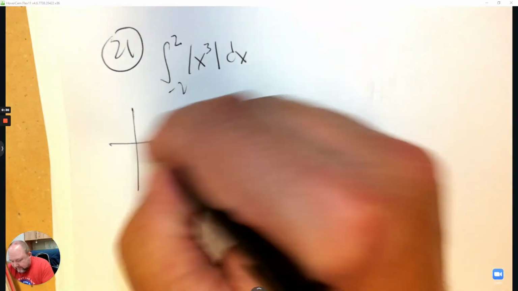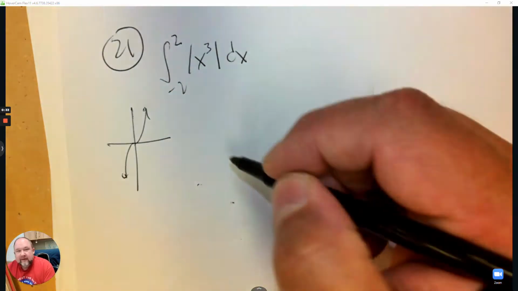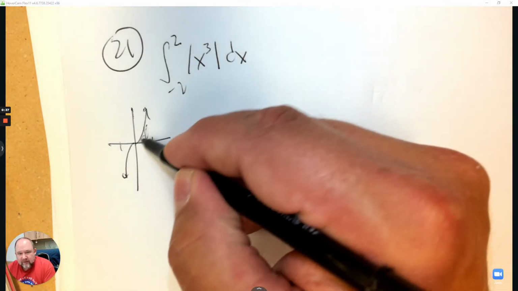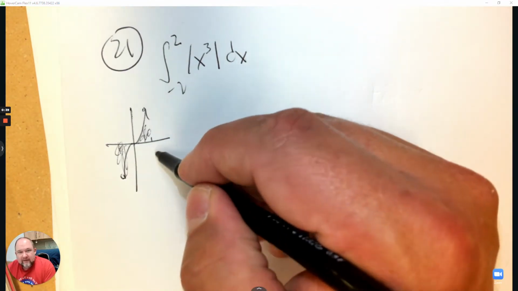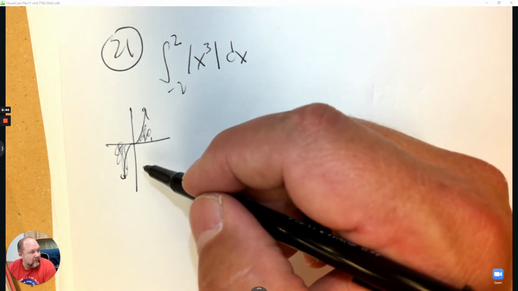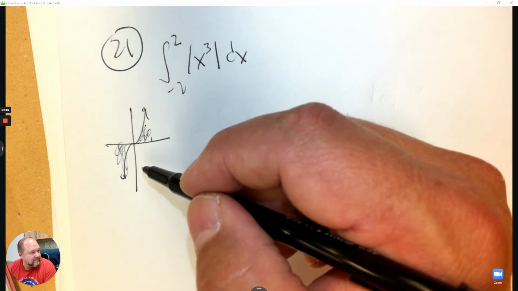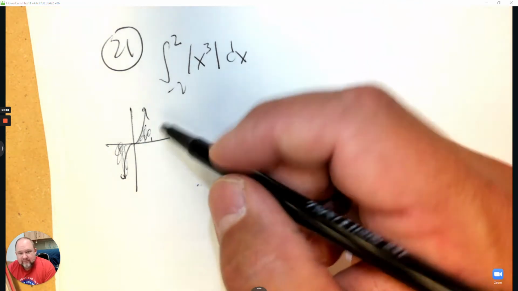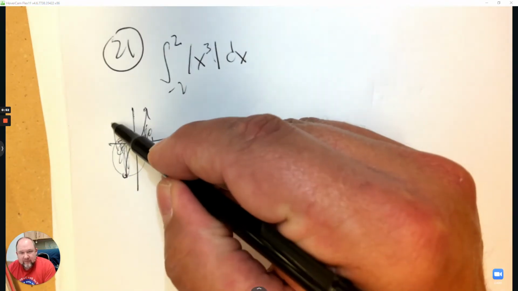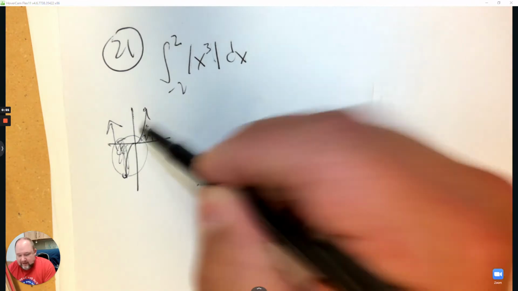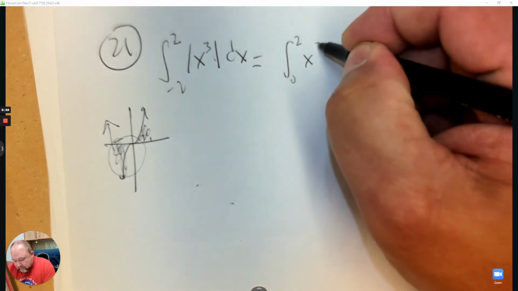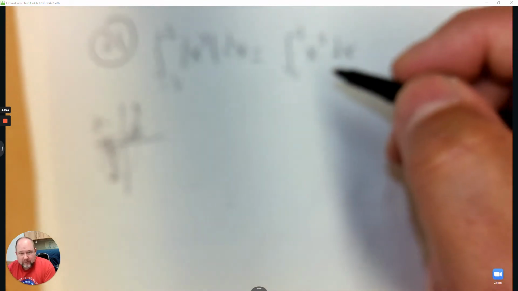Recognize the graph of x cubed, and from -2 to +2, this area and this area are going to match, and when they do match, the answer is going to be 0. But if I do absolute value, this area is then reflected up. Now these two areas match, so we're going to set it up from 0 to 2, just x cubed, no absolute value bars.